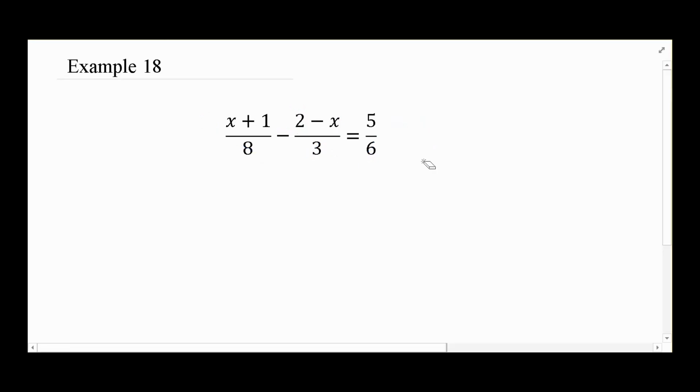And so that's really what we want to do in order to clear fractions: we want to multiply both sides by the least common denominator. That's how we can clear fractions.